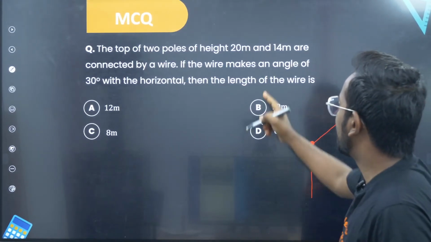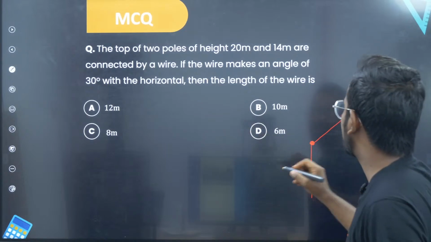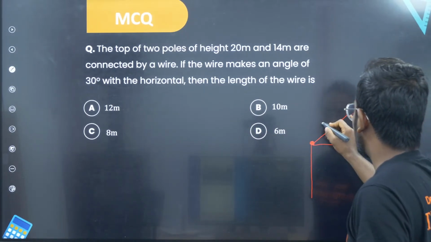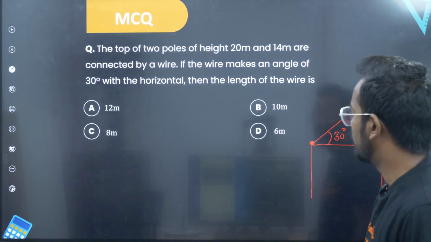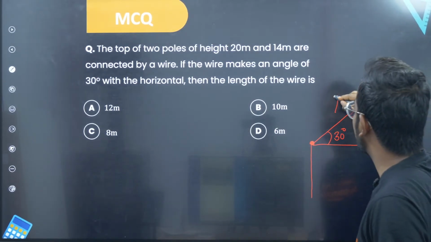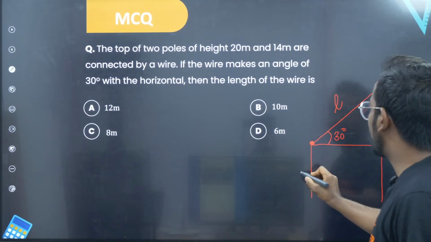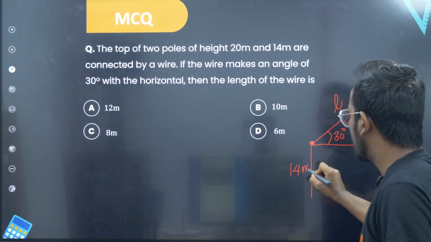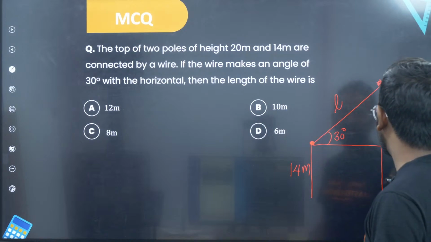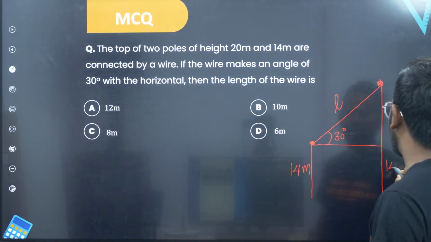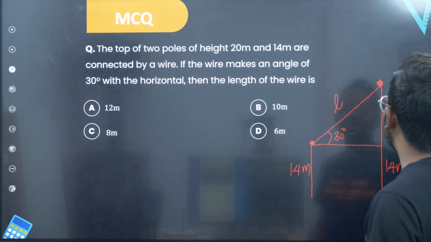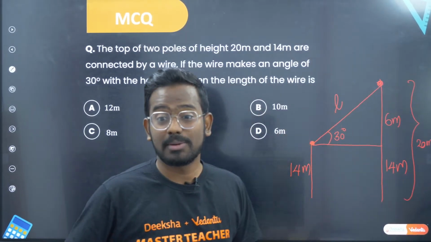Now, if the wire makes an angle of 30 degree with the horizontal, then find the length of the wire. So they have asked for L. I know this is a 14 meter tower and this whole thing is a 20 meter tower. So clearly this becomes 14 meter and this becomes 6 meter. Now what are we supposed to find?